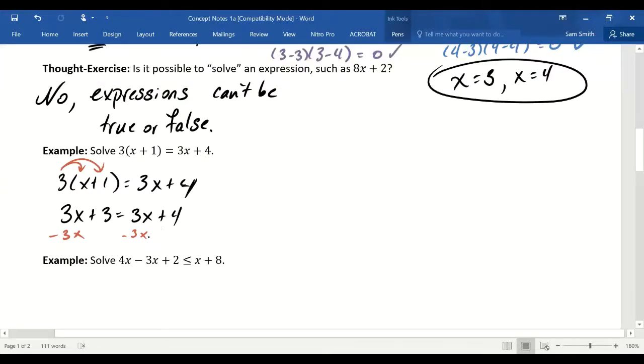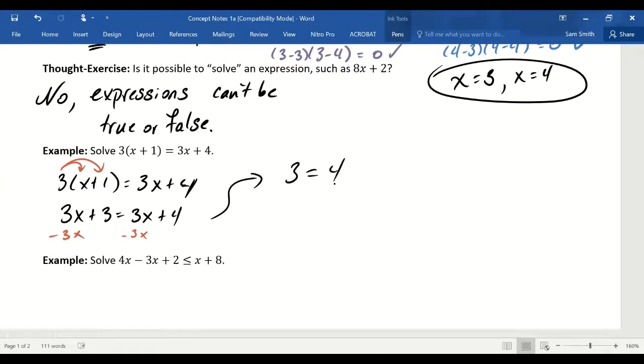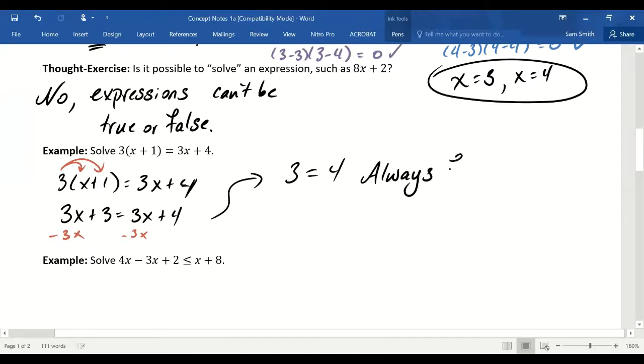3x, take away 3x, is 0. No x's are left, which means no x's remain on the left-hand side, nor do any x's remain on the right-hand side. So this equation can be reduced to 3 equals 4. No variables left. That's bizarre, because we have been left with an equation that is false all the time. It's always false. You're never going to get 3 to equal 4. There is no way to make this true.